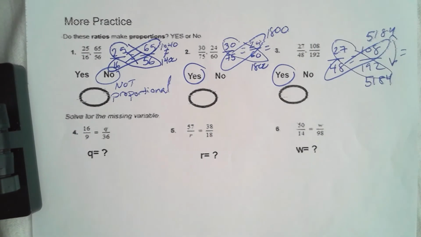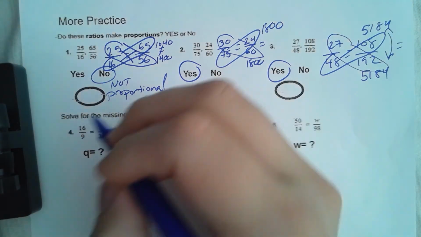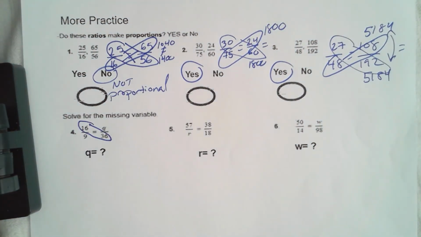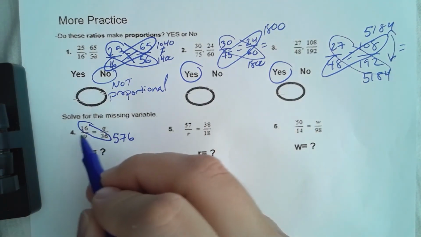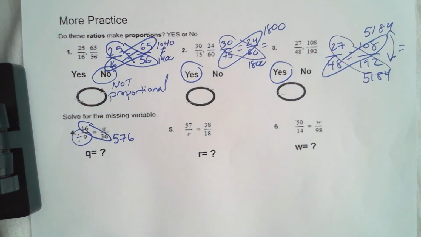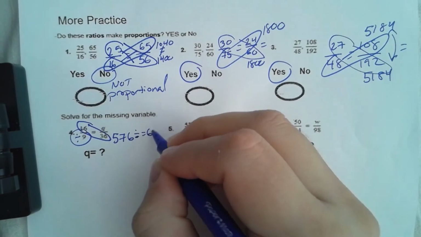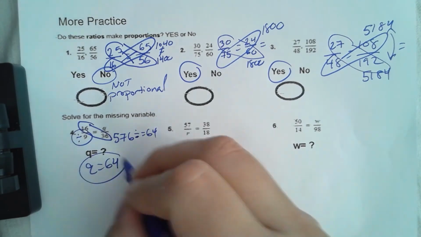Alright, solve for the missing variable. What does q equal? So, the first thing I need to do is cross multiply 16 times 36. I get 576. And then the last number I have down here, I need to divide. So I divide this by 9, I get 64. So q equals 64.